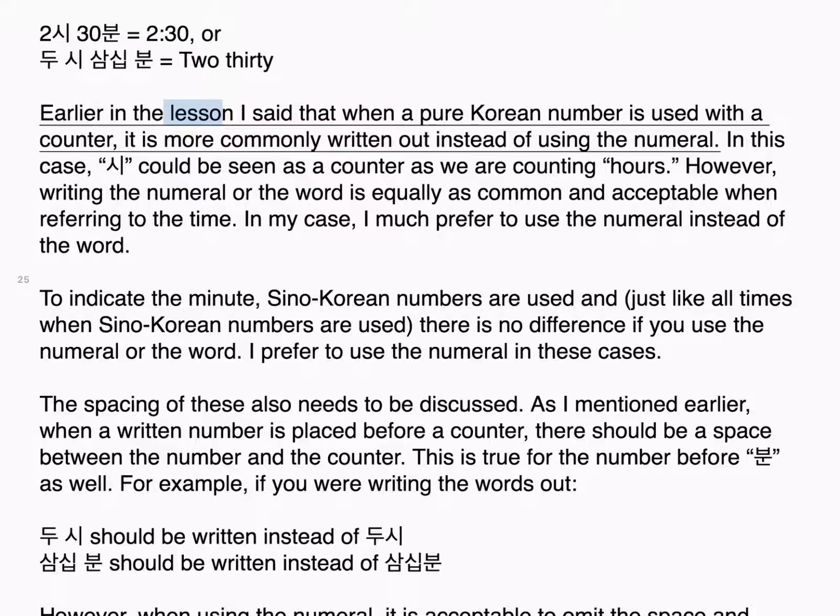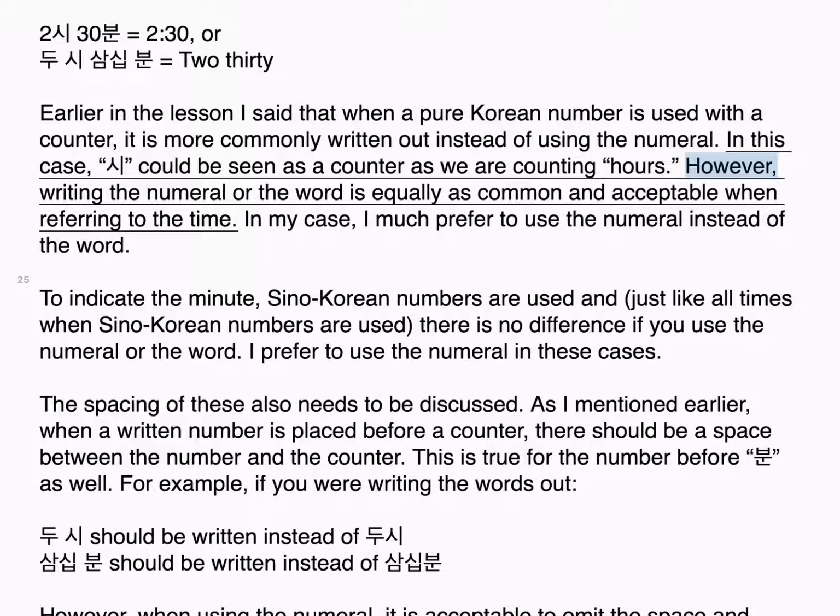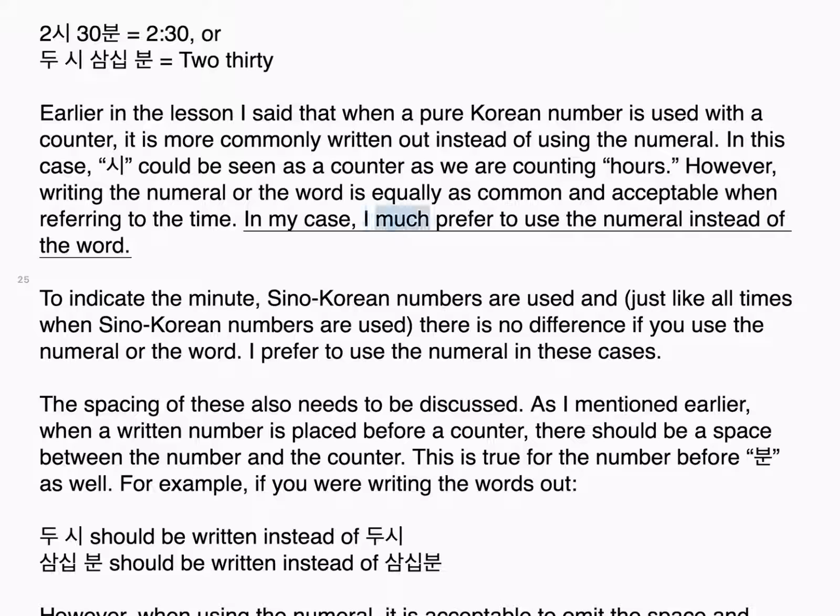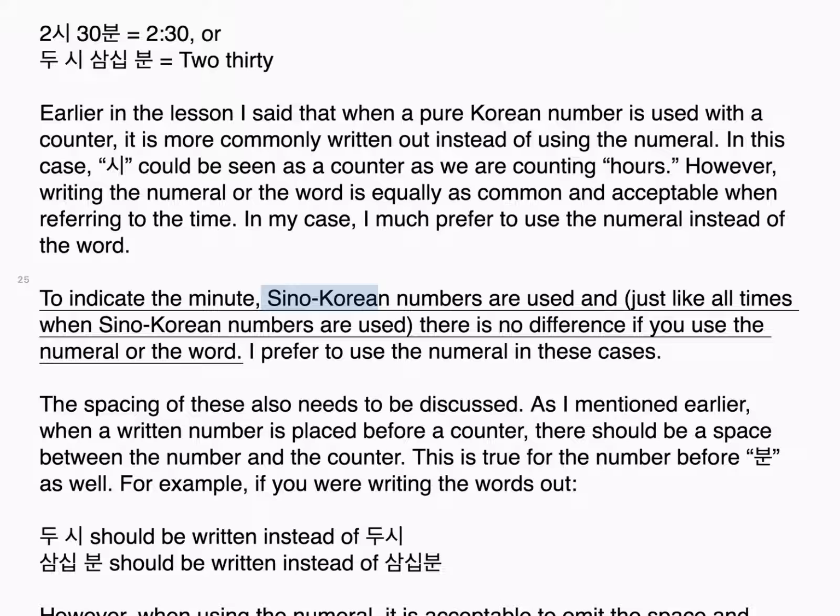2:30. Earlier in the lesson I said that when a pure Korean number is used with a counter, it is more commonly written out instead of using the numeral. In this case, 시 could be seen as a counter as we are counting hours. However, writing the numeral or the word is equally as common and acceptable when referring to the time. In my case, I much prefer to use the numeral instead of the word. To indicate the minute, Sino-Korean numbers are used. Just like all times when Sino-Korean numbers are used, there is no difference if you use the numeral or the word. I prefer to use the numeral in these cases.